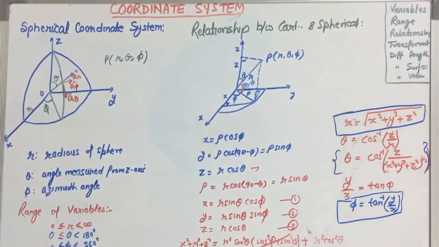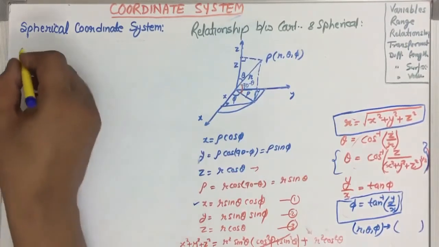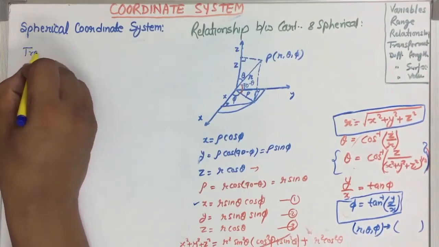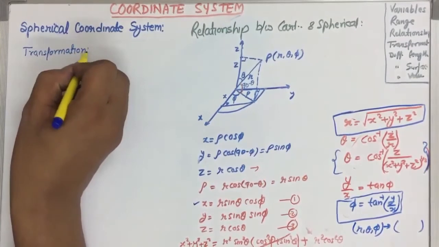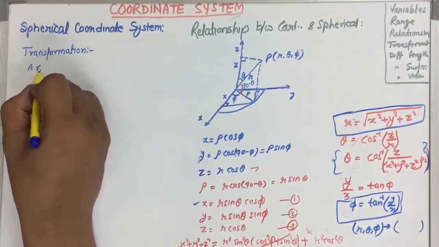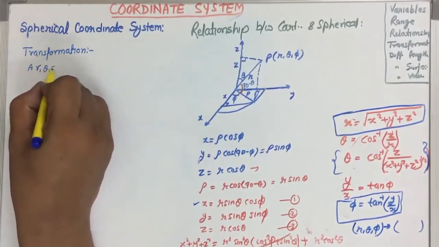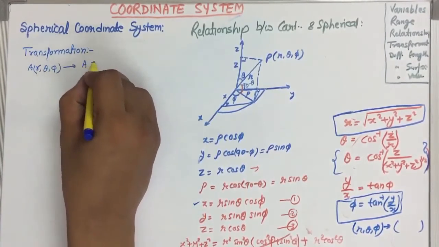So till now we have discussed variables, range and relationship. Now we will discuss transformation from spherical to Cartesian. In transformation, we are interested to transform from spherical coordinate to Cartesian coordinate.